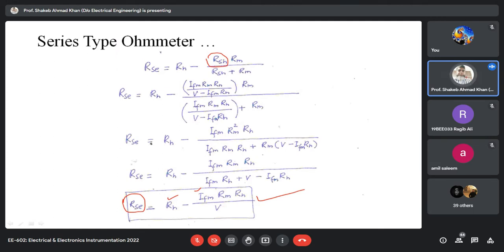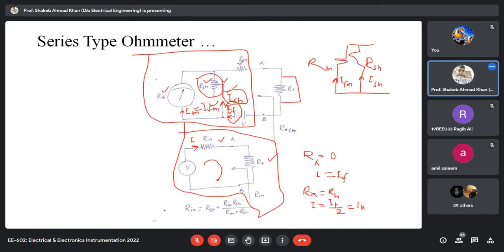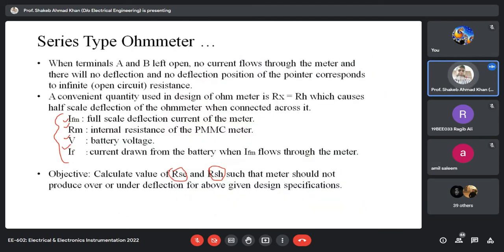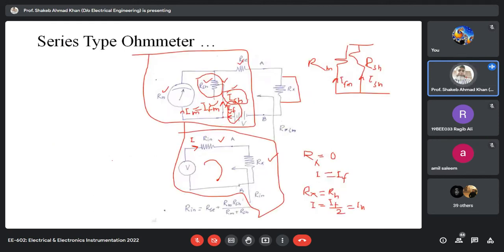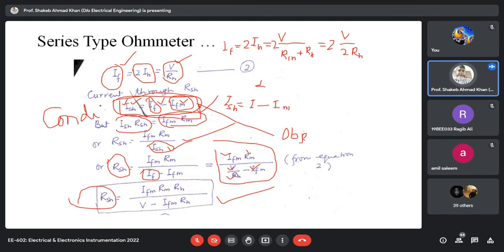So this way, if you calculate the value of series resistance and the value of shunt resistance, then your meter will behave according to your requirement for the given specification. Obviously, if you change the meter or the battery voltage changes, then your whole design becomes invalid. So this is how a series type ohm meter is designed.